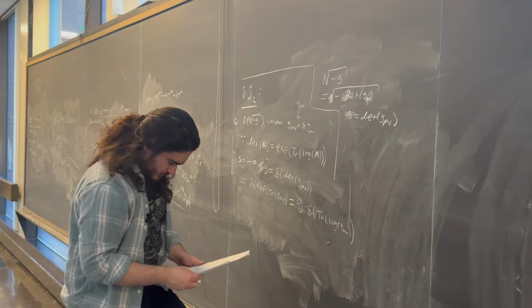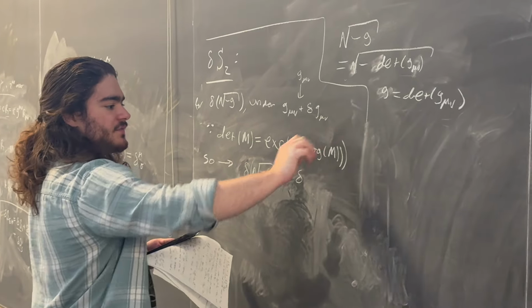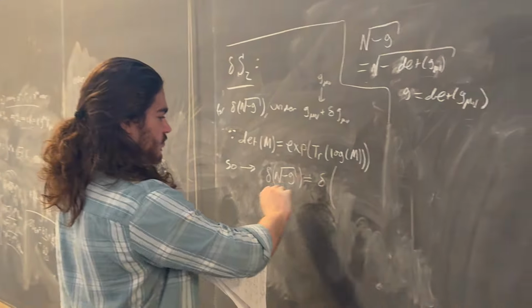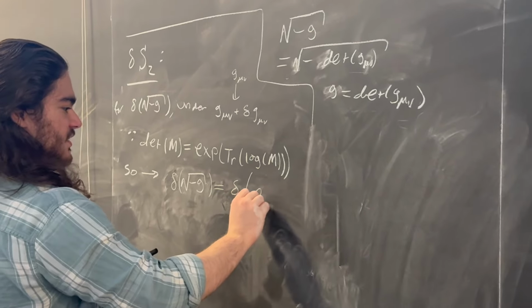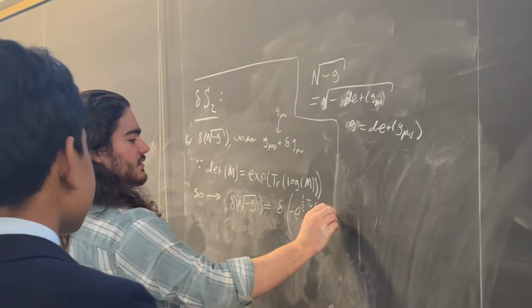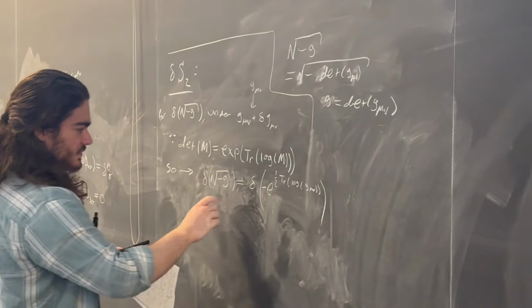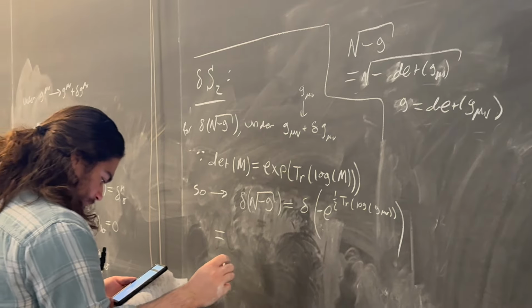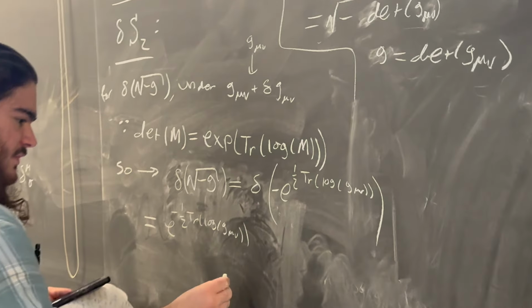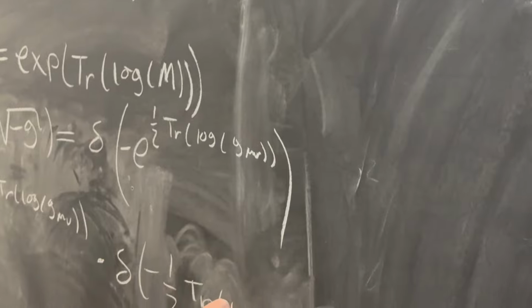Let me make sure I'm doing this right. Anyways, back to this. For g being the determinant of the metric, and the determinant of a matrix, because remember, it takes a matrix form here, it's the exponential of the trace of a log. So what I'm really doing here is taking the variation of the negative exponential to the 1/2 power of the trace of the log of g mu nu. And the variation Taylor expands things to first order. So really, it's e to the negative 1/2 trace log g mu nu times the variation of negative 1/2 trace log g mu nu.